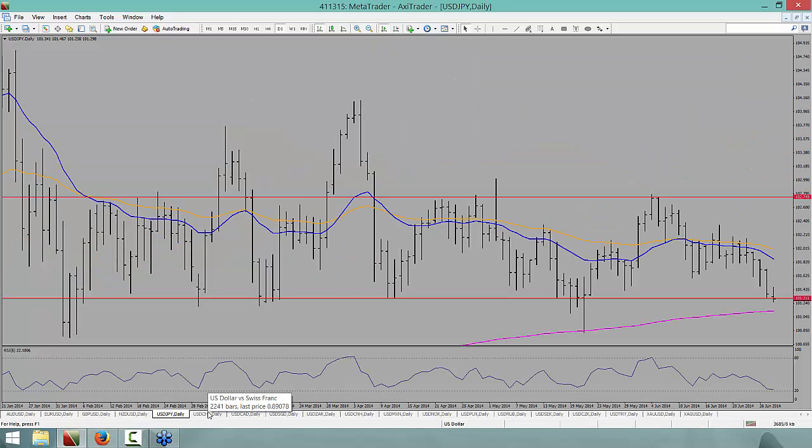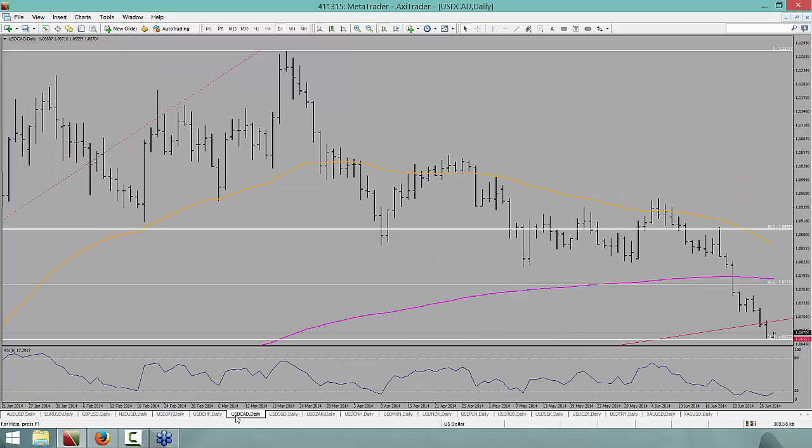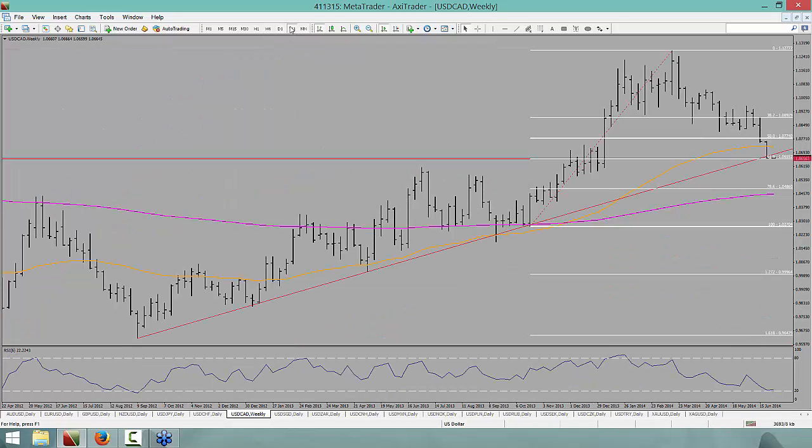Dollar yen, as we know, is towards the end of it. Dollar Swiss. So it gave us a ring low, then another ring low. Doesn't look like it's ready to do much else, but RSI is way down here. You'd expect this to rally from here, as you would with this one. This is from that long-term trend.